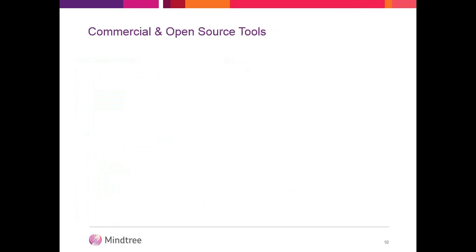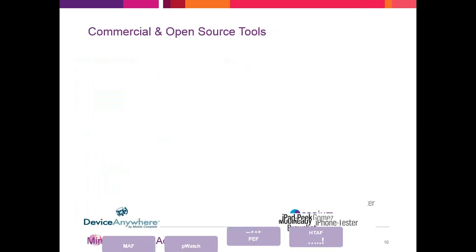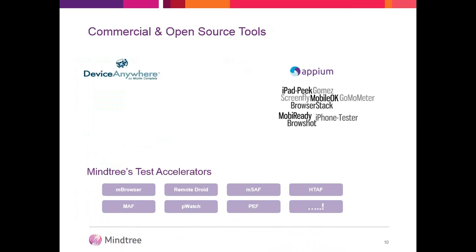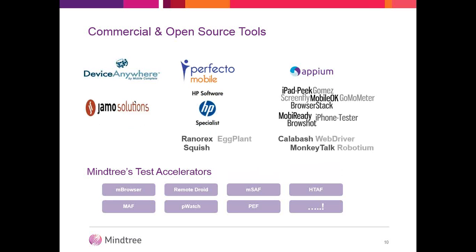As I said, there are commercial and open source tools. Device Anywhere and Perfecto Mobile are the cloud-based solutions. There are various open source tools available. There are licensed tools available. Every tool has its pros and cons. So at Mindtree, we have devised over all these years various tool combination matrices with a detailed evaluation criteria which we use based on requirement.